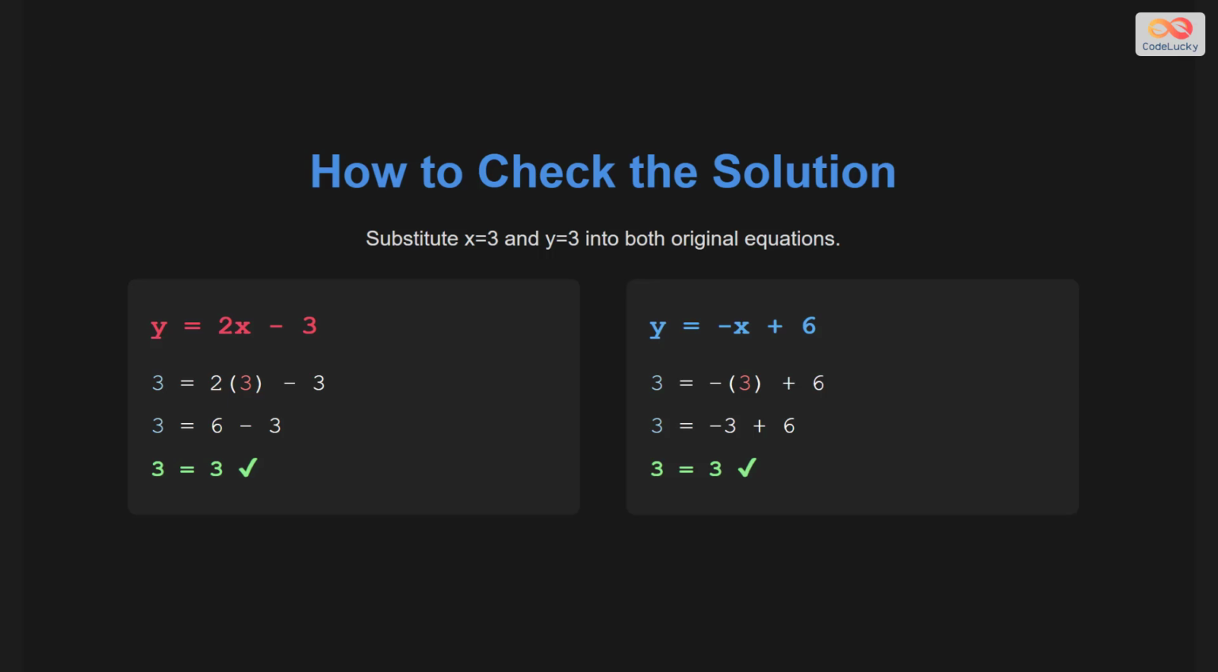We can verify this by substituting our solution back into the equations. For the first equation, 3 = 2 × 3 - 3, which simplifies to 3 = 3. For the second, 3 = -3 + 6, which also simplifies to 3 = 3. It works for both.